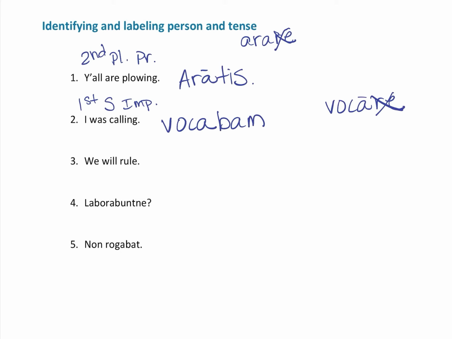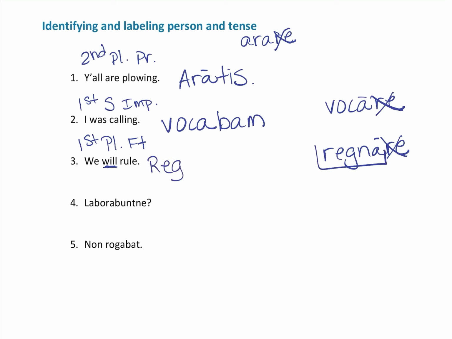We will rule. So we know it has to be first person, but it's plural, first plural. That doesn't change no matter what tense or conjugation you're in. Will rule. So will is the hint right here. Will tells us that it's in the future. So future, the word to rule is regnare. Now, we take off the re, and we're left with the stem, regna. And then remember, it has to have a mus in it. And what's our marker for future? Bi. So b-i. Regnabimus. Two more.